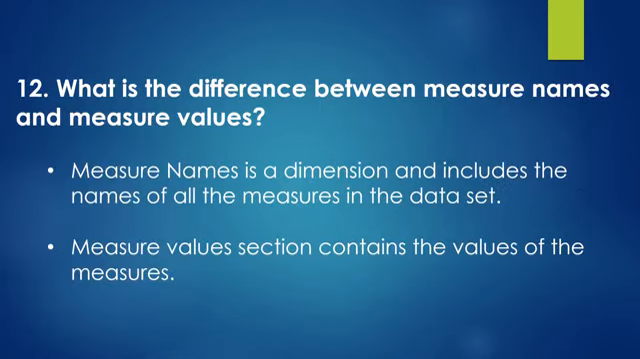Then we have what is the difference between measure names and measure values. So measure names basically is a dimension and includes the names of all measures in the data set, whereas the measure values section contains the values of the measures.